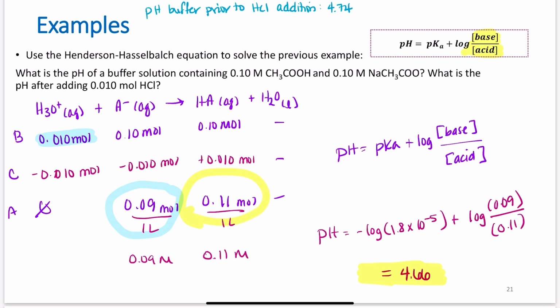I'll talk about the shortcut in just a sec and how you can apply that even when it's not a 1 liter solution. But what I want you to see here is that I still had to set up a BCA table. I still had to do a mole table. But it was a little bit faster to figure out the pH of my solution. You don't have to use this equation. I don't care. It doesn't make any difference to me if you do or don't.